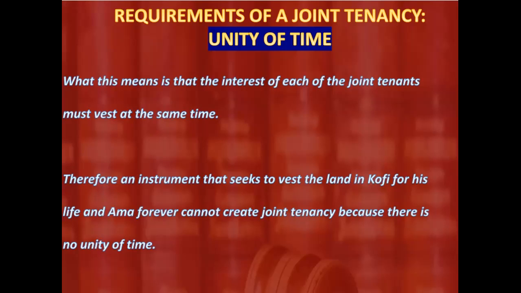This is because Ama's interest is for her life. And it's after Ama has passed on that the property will go to Kwame forever. This cannot be a joint tenancy. Because as we have said, for a joint tenancy to exist, there must be unity of time. Unity of time meaning that the interest of each joint tenant must arise at the very same time.